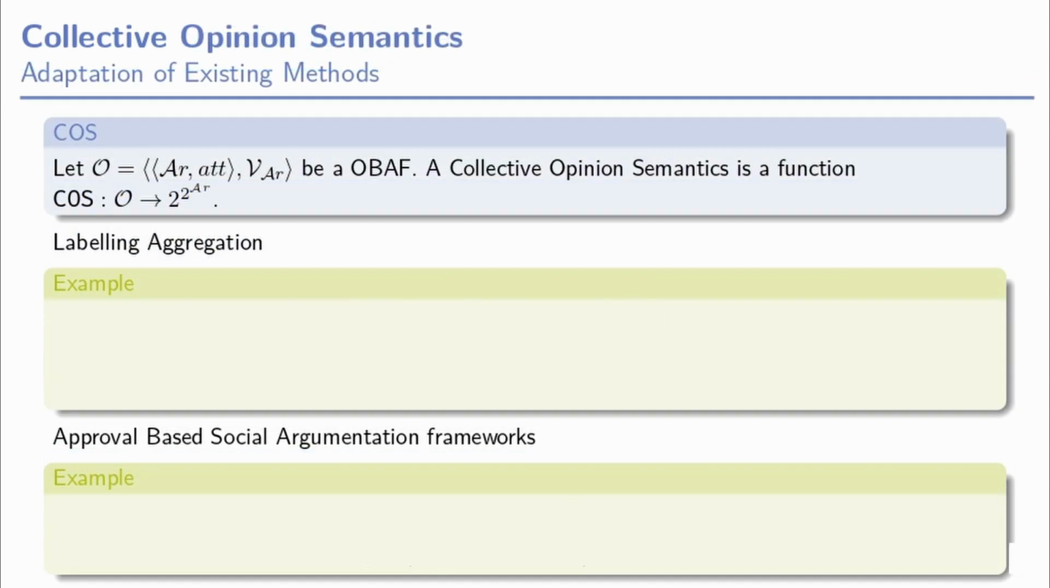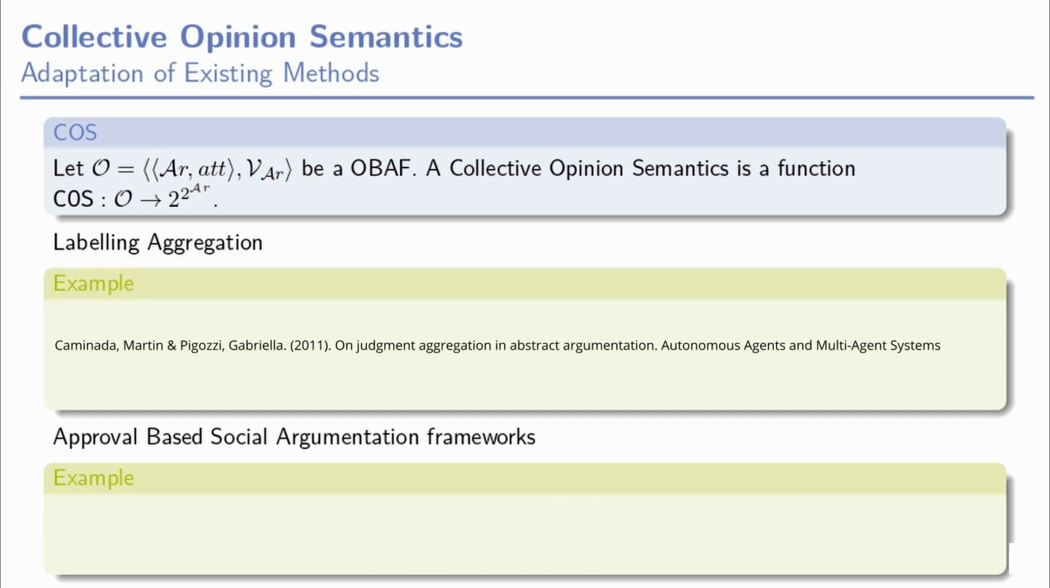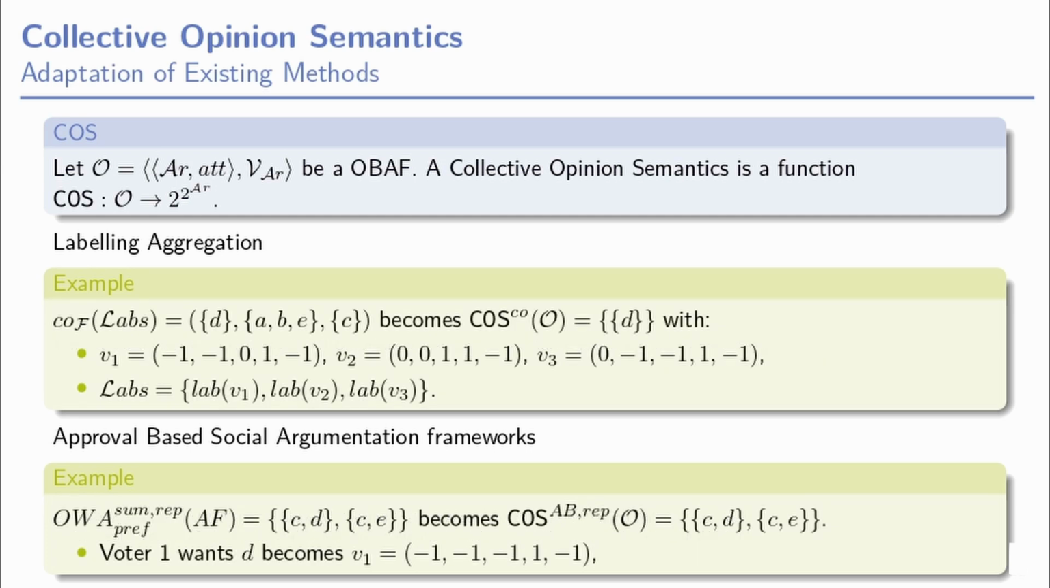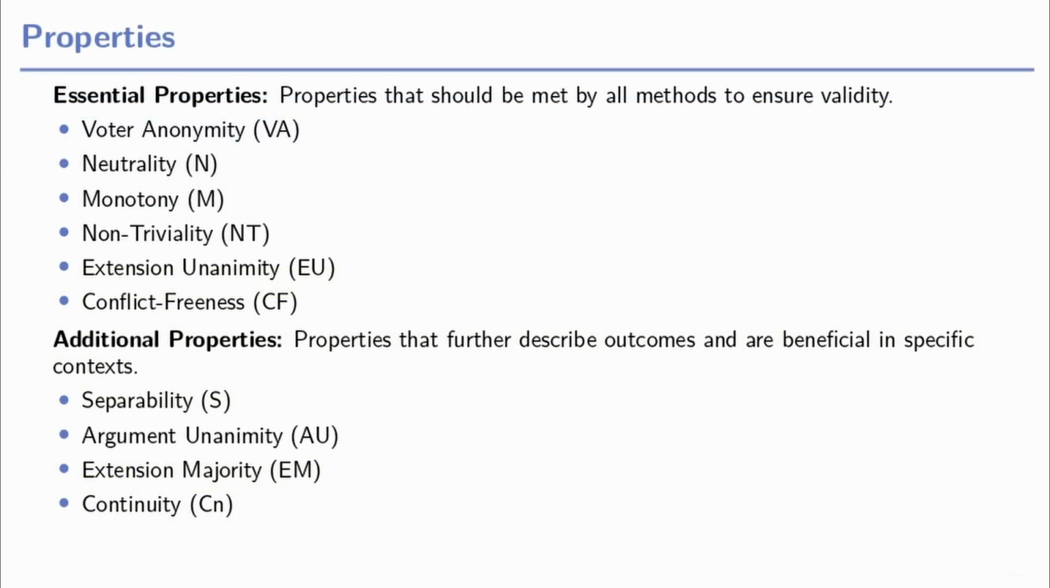In the literature, we found 2 works that are more or less related to this issue. The first one by Caminada and Pigozzi, called On Judgment Aggregation in Abstract Argumentation, and the second one by Bernreiter and colleagues, called Combining Voting and Abstract Argumentation. In our paper, we provide a full comparison of these 4 methods by adapting the 2 related works into COS and OBA frameworks. In addition to the comparisons on multiple examples, we provide an axiomatic study of these 4 methods.